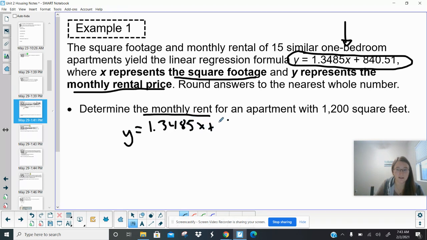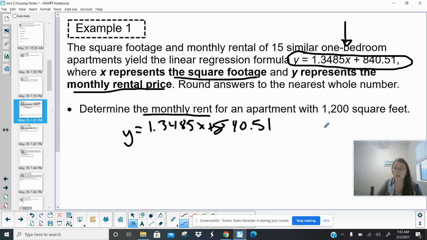y = 1.3485x + 840.51. Now, this is our formula we're going to plug into. However, guys, with this formula, here's what we tend to forget. We forget that there are 2 variables. There's an x and a y. We could possibly plug into either. Just because the x is over here and the y is by itself doesn't mean that we're never going to plug into y. So keep that in mind, because here's how we know.